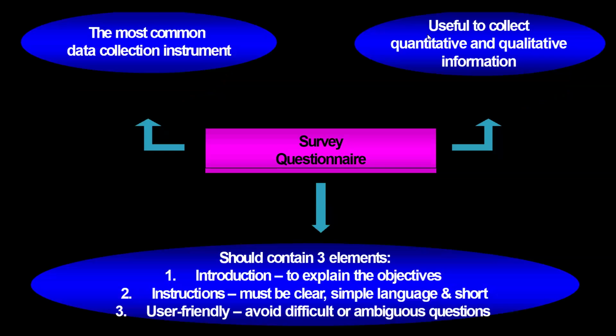The survey questionnaire is the most common data collection instrument, and it is useful to collect quantitative and qualitative information. It should contain three elements. The first one is the introduction. Even though it is a questionnaire form, a survey form, the main objective of conducting the data collection has to be mentioned in the survey form.